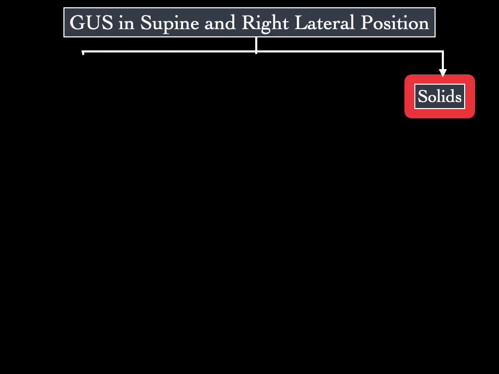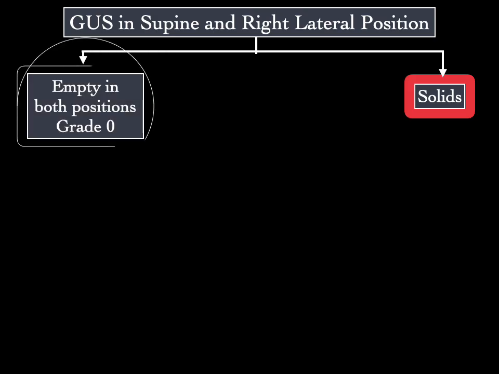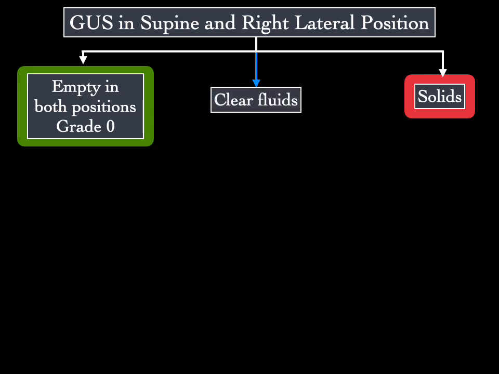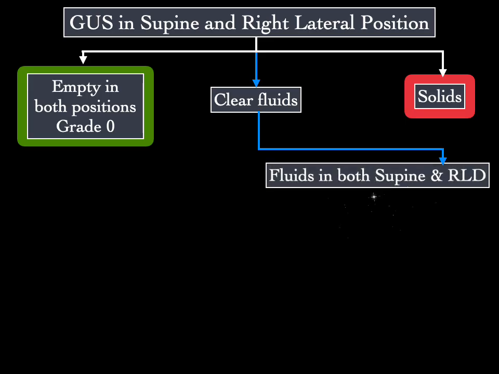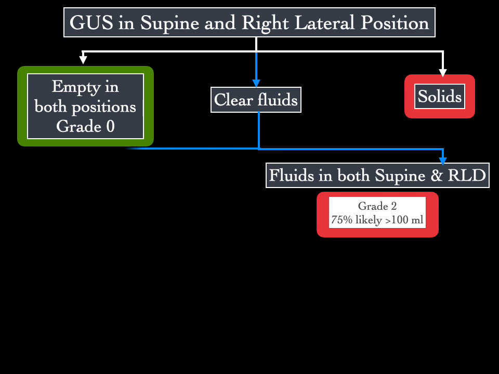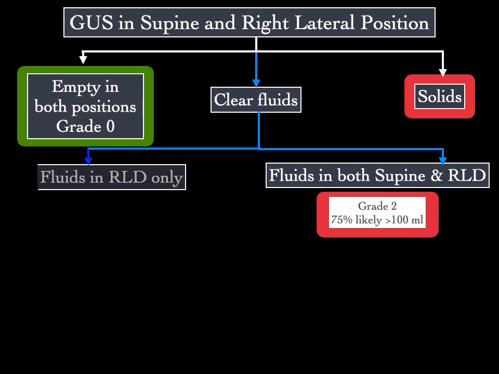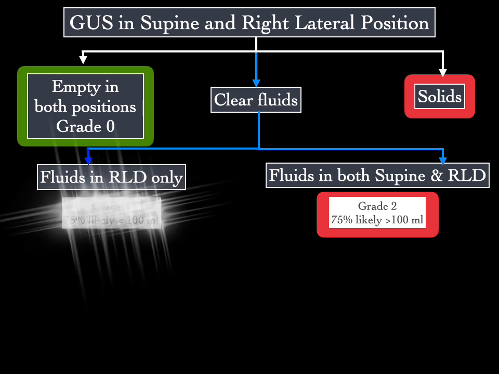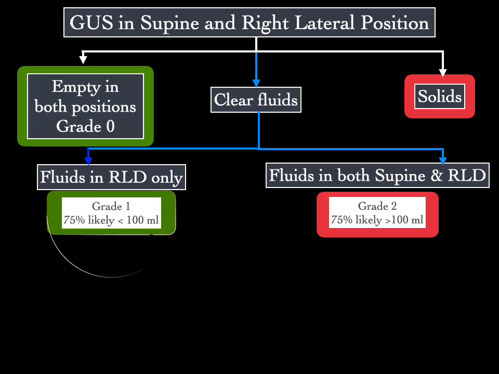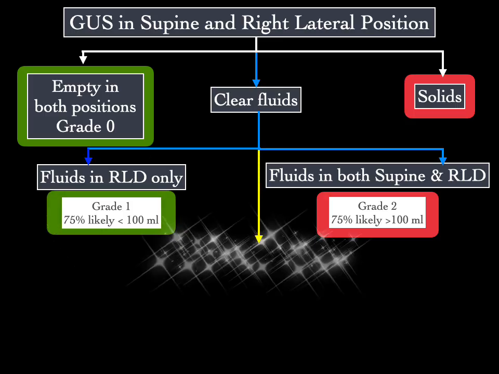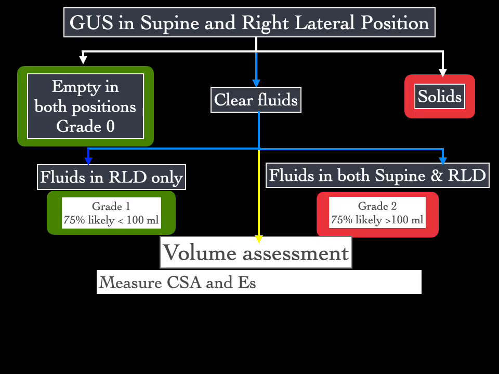Now, in summary, when you want to do gastric ultrasound to assess the content of the stomach, there are three types of assessments. First is qualitative assessment. Qualitative means you are looking at the picture and deciding whether it is empty or it has got solids or liquids. If it is empty, safe to proceed. Clear fluids, if it is there only in the right lateral, safe to proceed. At any point of time, if you find solids in the stomach, it is usually considered as high risk.